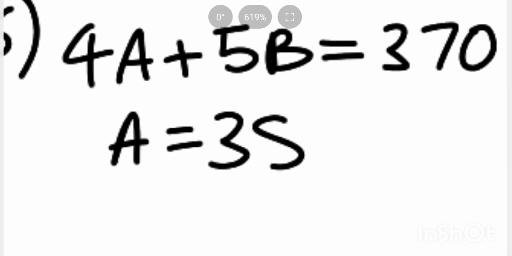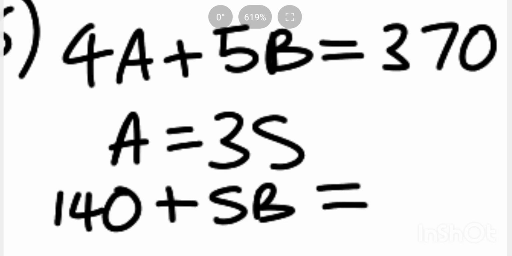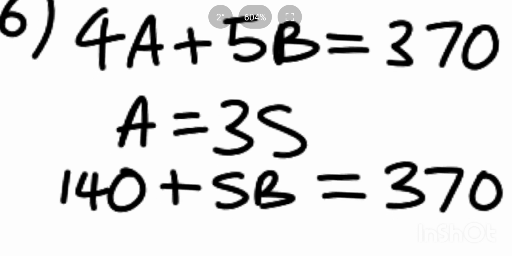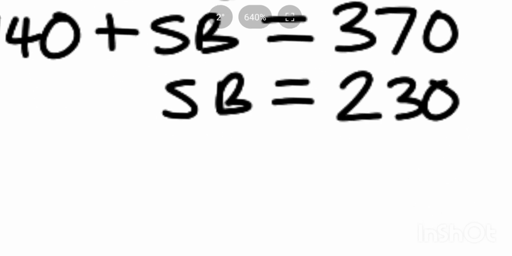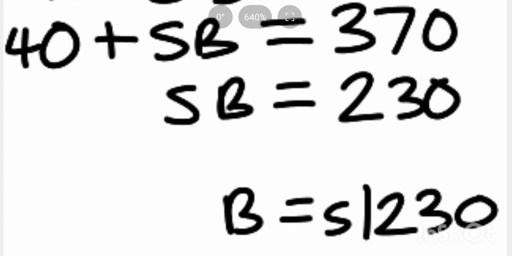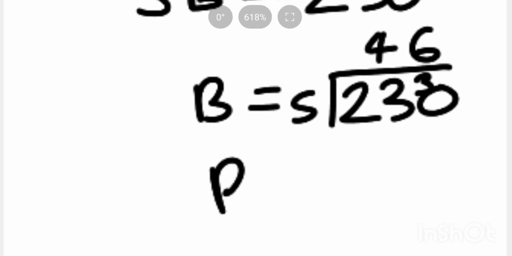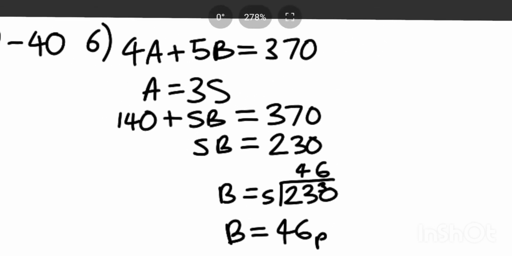So 4A would be 140, plus 5B equals 370, and then 5B would be 230, and then you just divide by 5 afterwards. So that would be 4 remainder 3, and then 30 divided by 5 is 6. So the answer is each banana costs 46 pence. Yeah. So question 7.